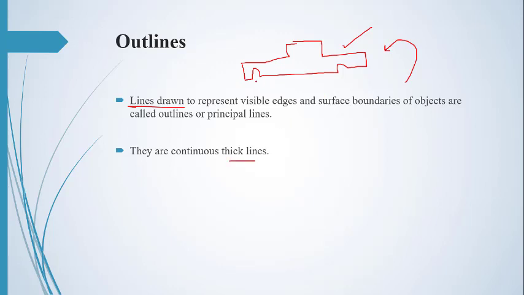So the initial lines, or the first lines which we draw for any object to represent it, are known as outlines. In your drawing, for example, if I want to construct a building, the lines which I have drawn here are the outlines of the drawing.